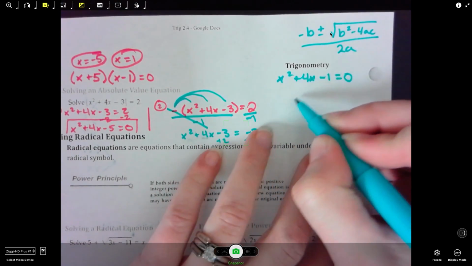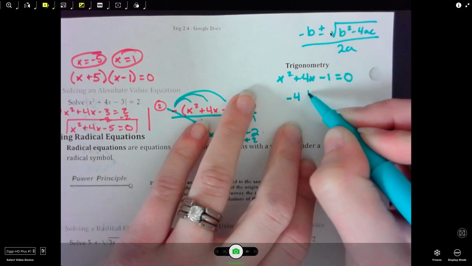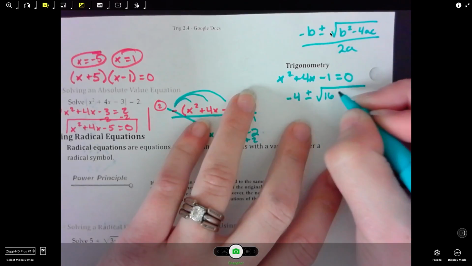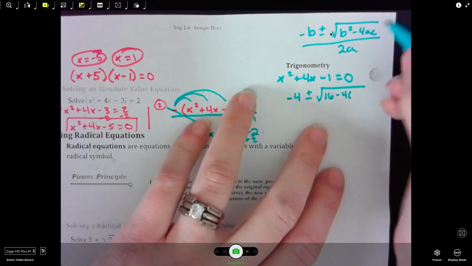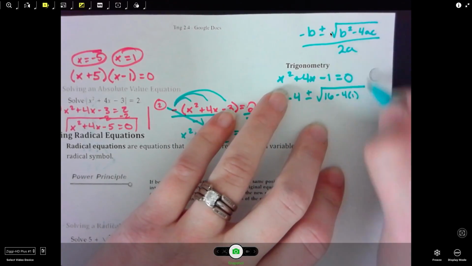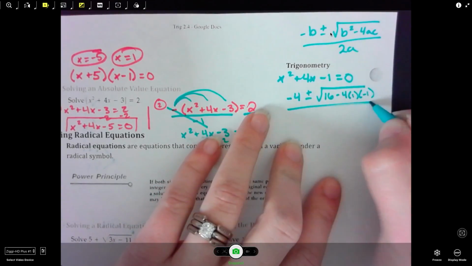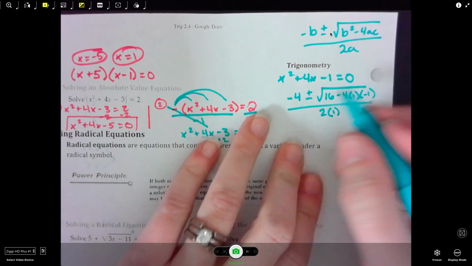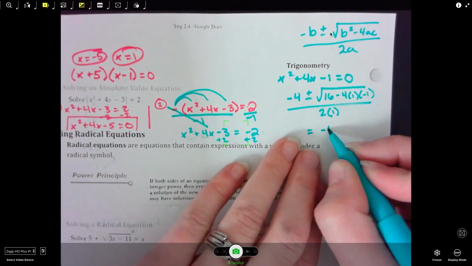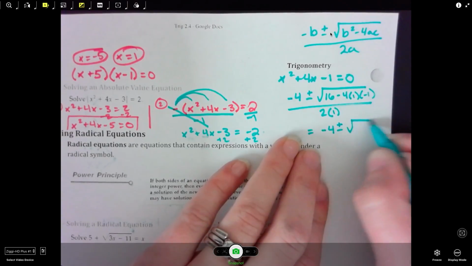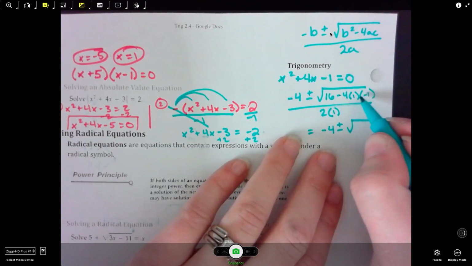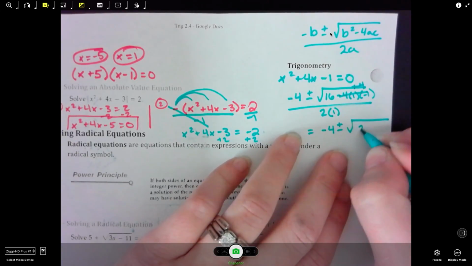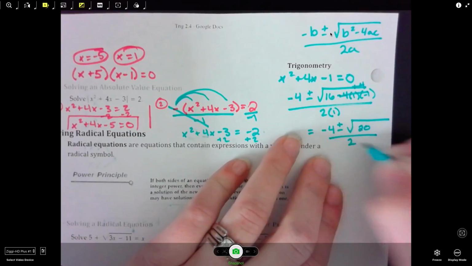Negative b, my b value is 4, so that will give me negative 4 plus and minus the square root of, if I take that 4 and square it, it's 16 minus 4 times a, which is 1, times c, which is a negative 1, all over 2 times a, which is 1 again. Okay. If I continue solving, negative 4 plus and minus the square root of negative 4 times 1 times a negative 1, that's a positive 4, which will make this the square root of 20 all over 2.